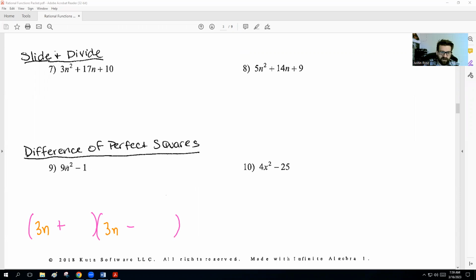Now the second number here, we are going to take the square root of 1. The square root of 1 is 1. So this factors down to a 3n plus 1 times a 3n minus 1. All righty, that's pretty much it. We're going to go through, just practice factoring, make sure we get this down right before we move on.